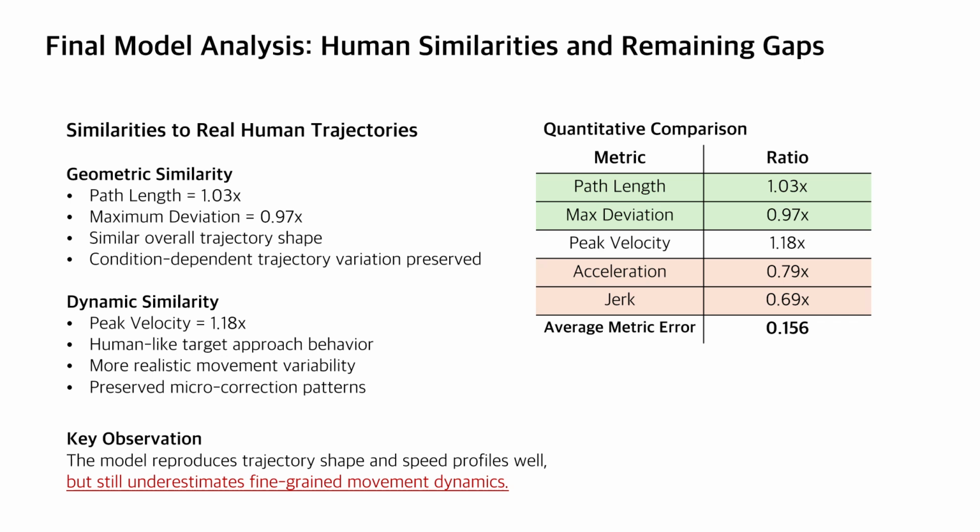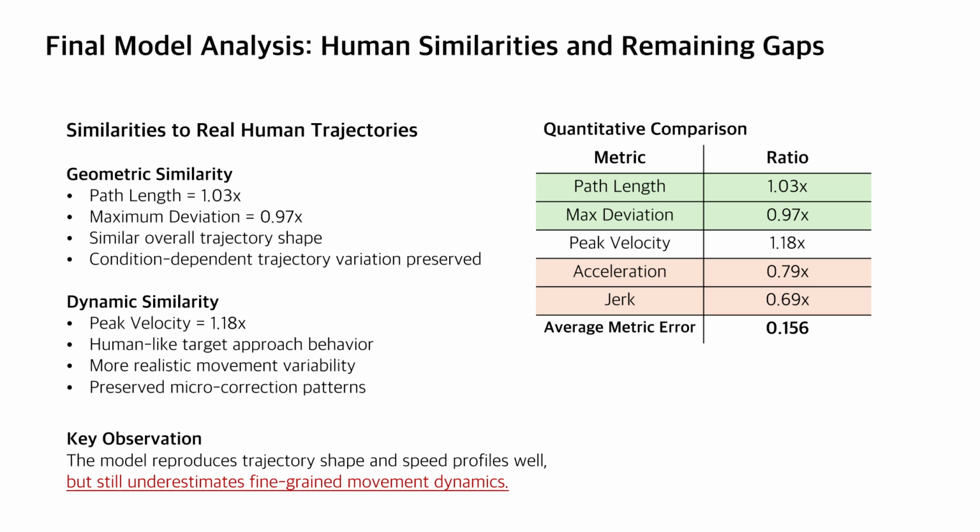The final model successfully reproduced the overall geometry of human causal trajectories. The result reached values similar to the real ones. The peak velocity was also well controlled and remained close. These results indicate that the model captures the overall movement shape and the speed profile effectively.